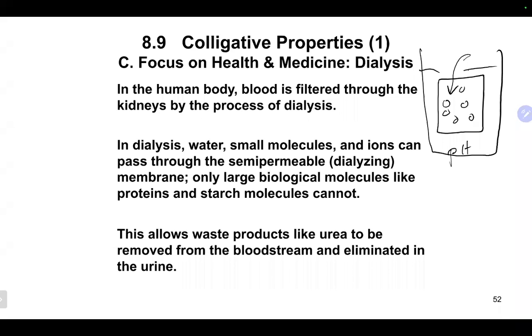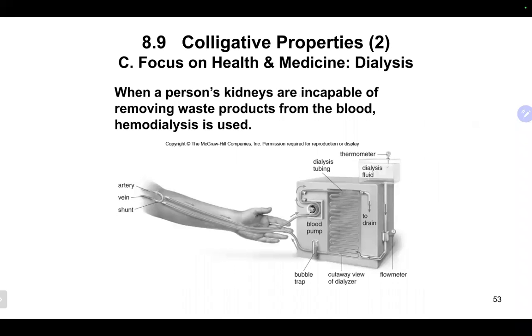Obviously in our bodies, we do dialysis basically to get waste products out. It allows waste products like urea to be removed from the bloodstream and eliminated in the urine. And if your kidneys don't function well enough, you will sometimes need dialysis done for you by a machine to filter out the impurities in your body. Same idea. Everything goes through the machine, it has some filters, and it filters out all the stuff that you don't want to keep, and the blood comes back into your body.